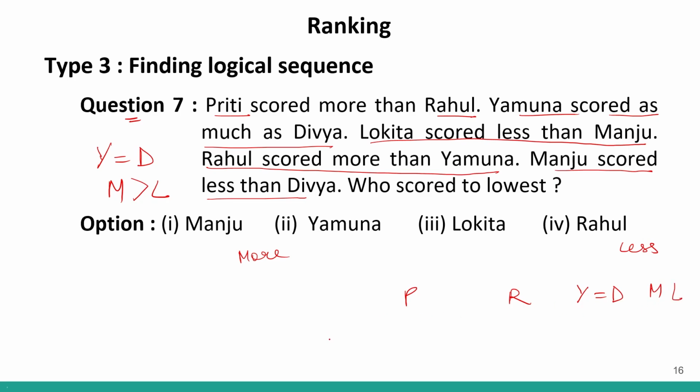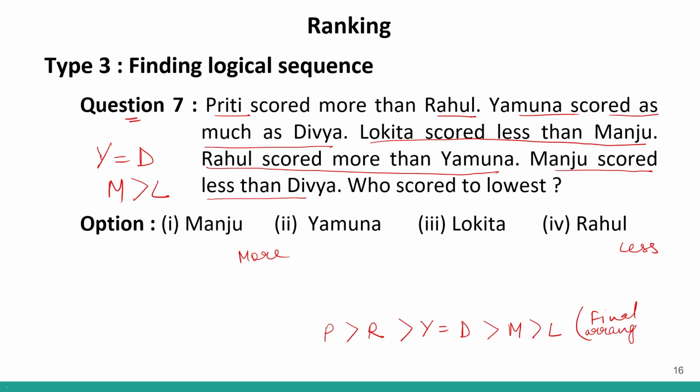So, if I see the arrangement, it is basically P is Preeti, scored more than Rahul. Rahul scored more than Yamuna. Yamuna scored equal to Divya. Yamuna scored more than Manju, and Manju scored more than Lokita. Correct? So this is my arrangement. This one is my final arrangement. Okay?